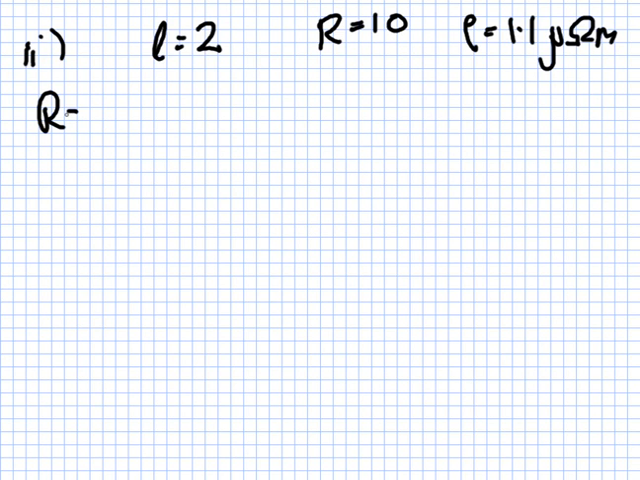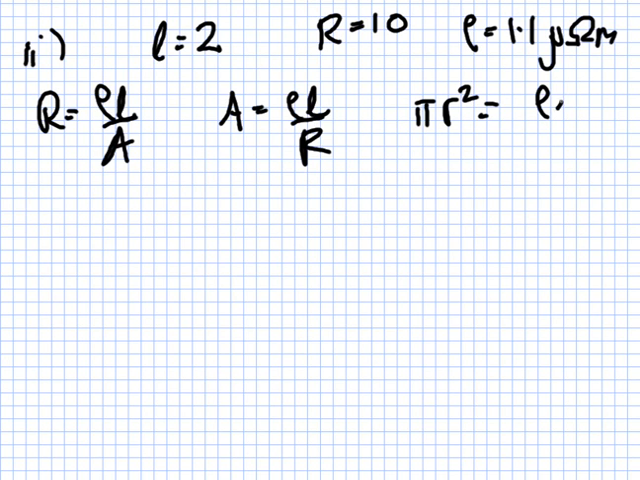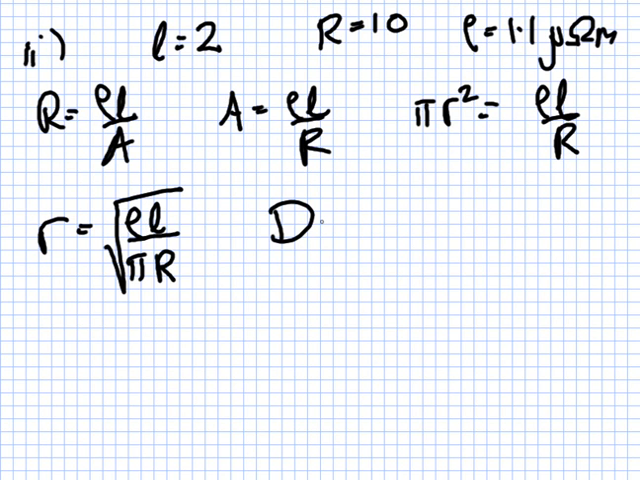So that's very straightforward. We have R equals rho L over A. So A equals rho L over R. So pi r squared equals rho L over R. So that means r equals the square root of rho L over pi R. But we want the diameter, which is 2r. So it'll just be 2 root rho L over pi R.